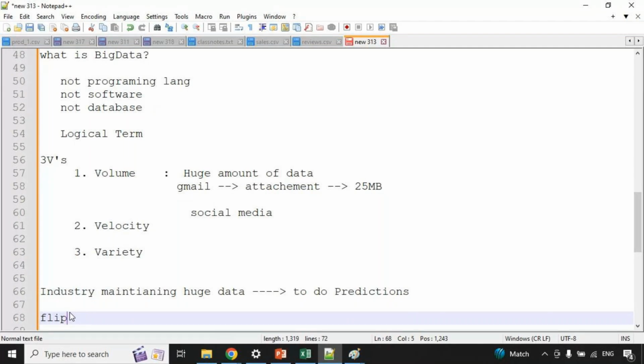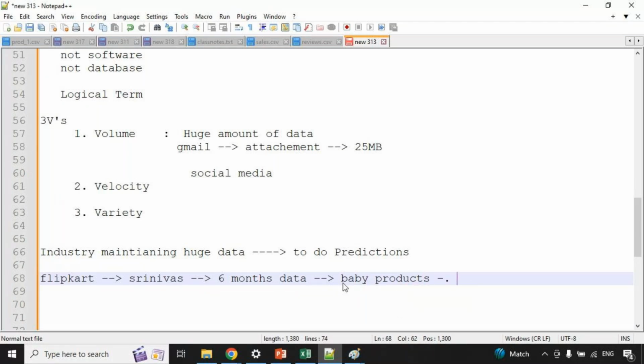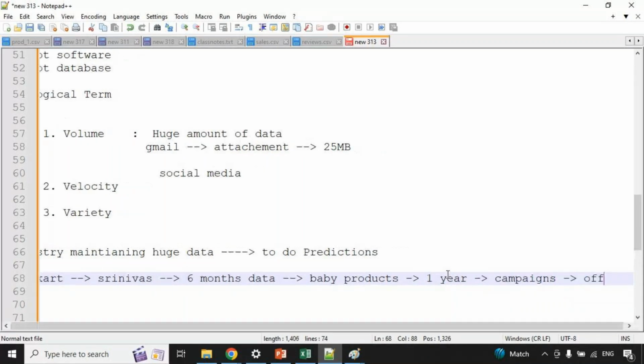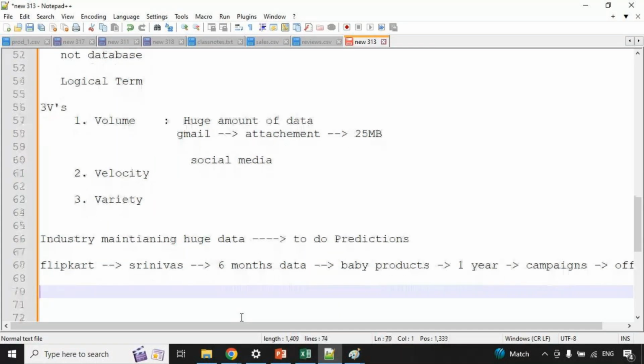Suppose I'm a Flipkart customer. Flipkart is maintaining my last 6 months of data, not a huge amount of data. In the last 6 months, I purchased more baby products. By seeing my data, they observe that I purchased baby products. Now they can predict that this customer is purchasing more baby products, so in the next 1 year he may also purchase more, and they can run campaigns and I will get offers accordingly. Because they maintain 6 months of data, they can predict this. Suppose they maintain a huge amount of data.